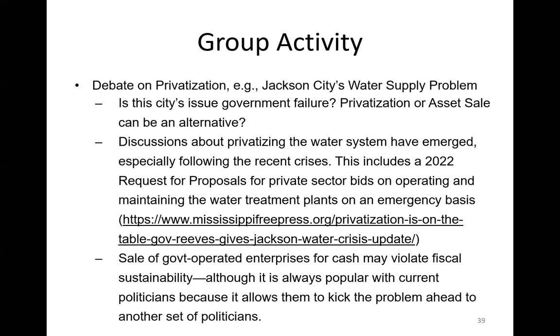We'd better study this example carefully. Even now, there are very few case studies like this published in public administration journals. If students studying in Jackson do not investigate this, then who will?